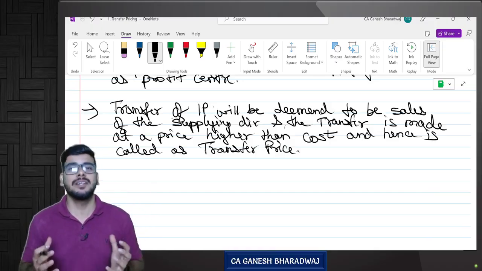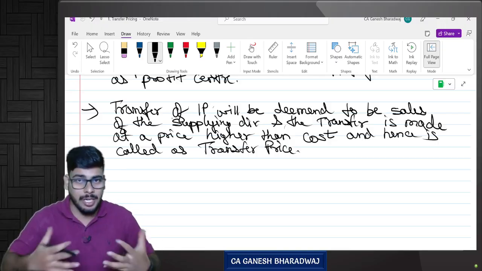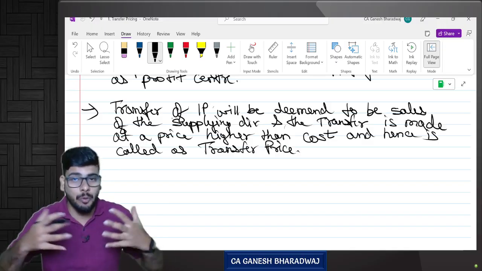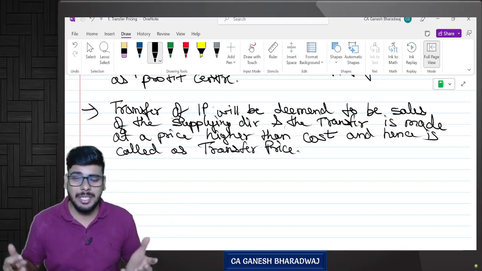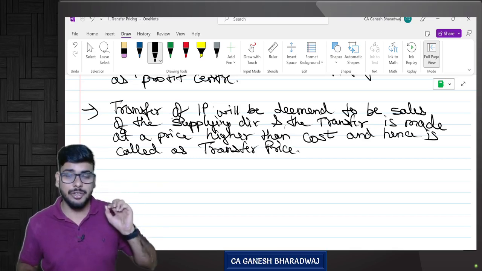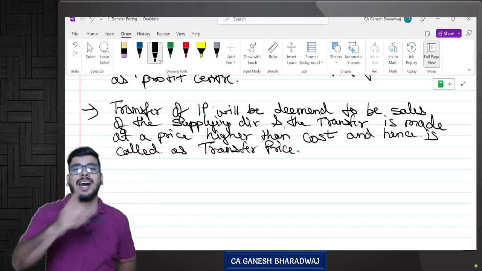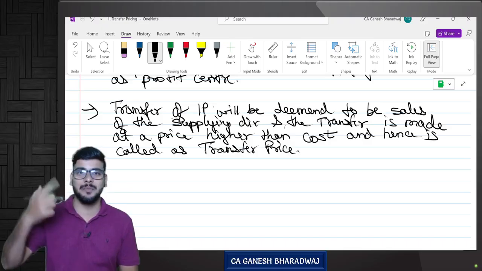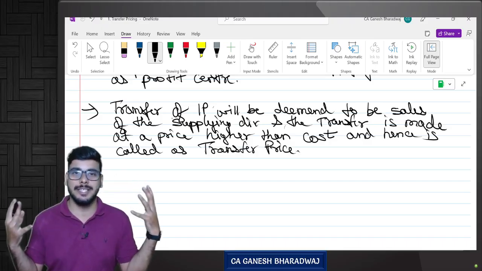Why? This is done to actually promote what? The internal competition. This is done to promote the internal competition, and in turn all the managers of all the departments get motivated. So if transfer pricing is introduced, what happens now? A cost center becomes a profit center. Are you clear with this? A cost center becomes a profit center, and artificial competition gets created inside the company.